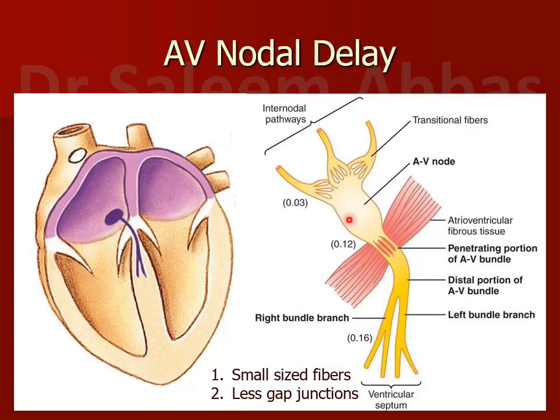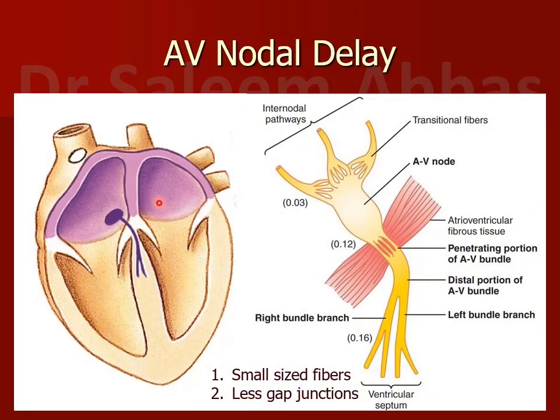So there is a delay of 0.13 second. And why is this delay needed? The question is, why is there so much delay of 0.13 second in the AV node and the bundle of His? It actually allows the atria to contract ahead of the ventricles. That is the whole point.